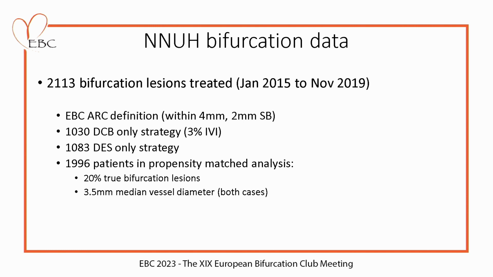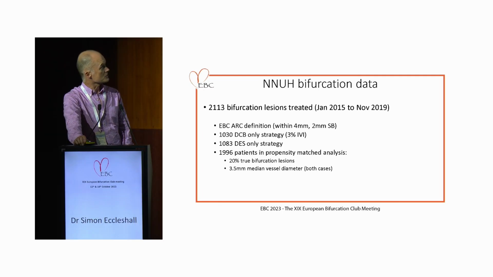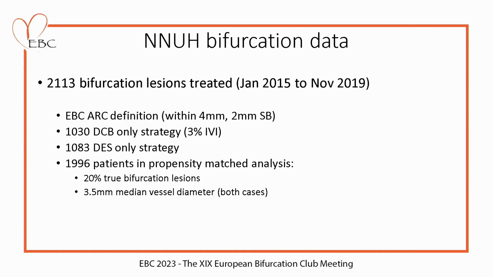Just a little bit more, 1,080, was a stent-only strategy. We removed any that were hybrids. We then propensity matched them down to just under 1,000 in each arm, which tells you already that those big groups are very closely matched anyway. So we propensity matched 1,996. The median vessel diameter of the largest device, stent or balloon, was 3.5, so this is a big vessel cohort. 20% were true, as in complex, bifurcations.